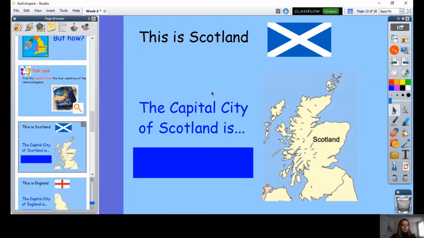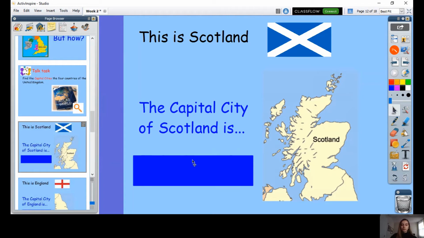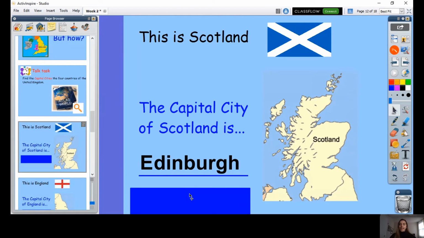Did you find what the capital city of Scotland is? Can you tell me? Are you sure? Well done. The capital city of Scotland is Edinburgh. Can we say Edinburgh? Edinburgh. Fantastic. So Edinburgh is the capital city of Scotland, and in Edinburgh, that is where all the important decisions are made for Scotland. And Edinburgh has around 530,000 people living in Edinburgh. So just in their capital, they have over 530,000 people, which is a lot.